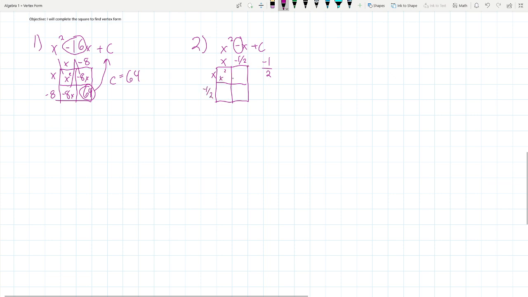And so I get x squared, negative 1/2 x, negative 1/2 x. This x squared makes that. This and this make that. And so that leaves me with negative 1/2 times negative 1/2. In this case, it's 1/4. So my c should equal 1/4.